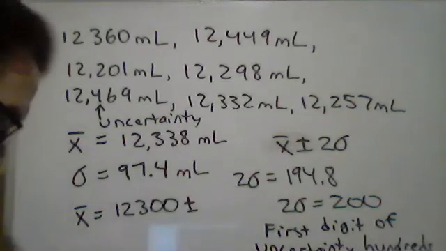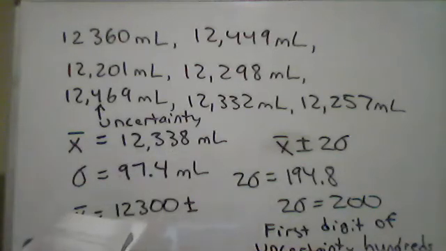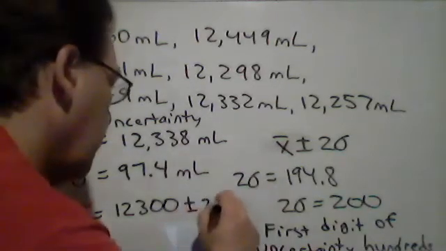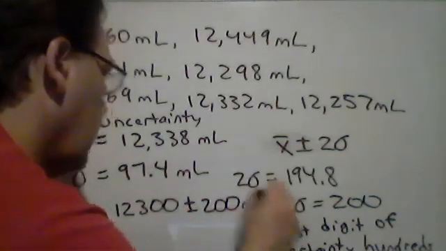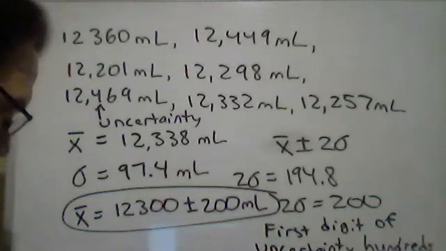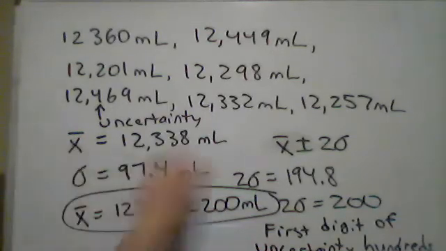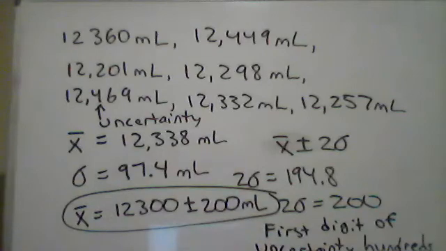Right, hundreds place. So I would really say that it's plus or minus, again, it's 2 sigma, so it's plus or minus 200 milliliters. That's my 2 sigma. That's as good as my data gets. The mathematics is the same whether you're below the decimal point or above. I'm really trying to point that out.